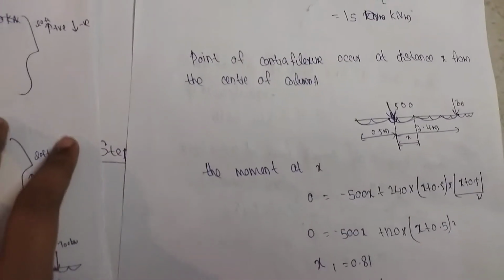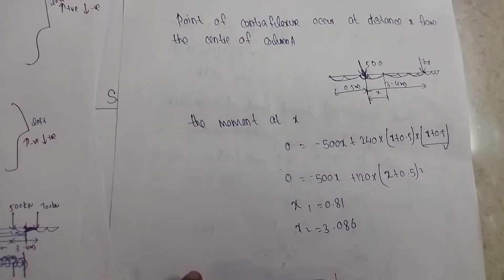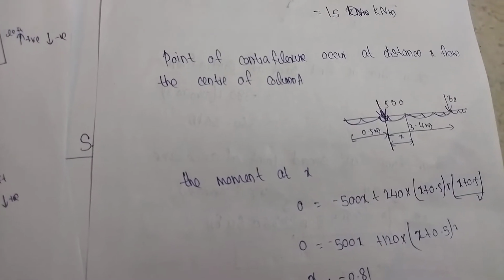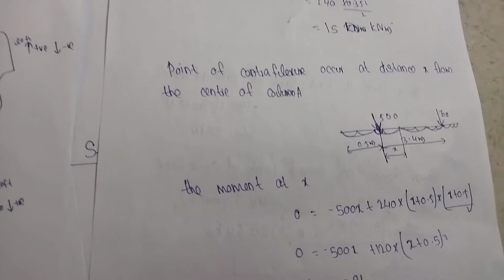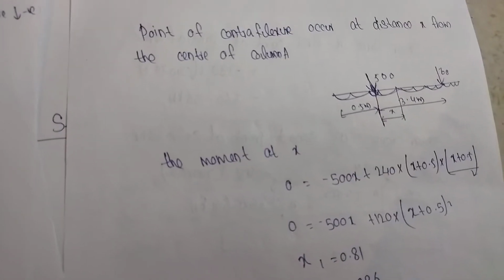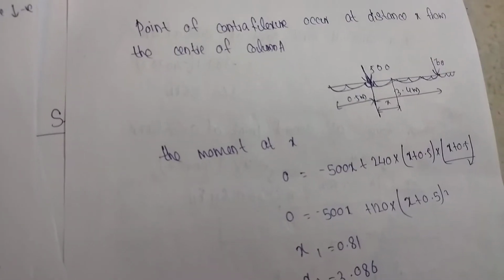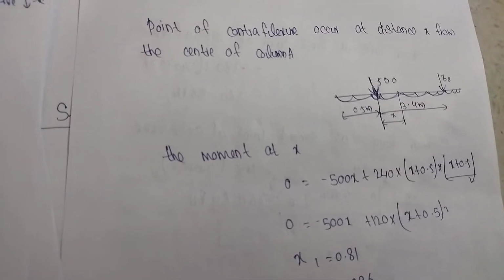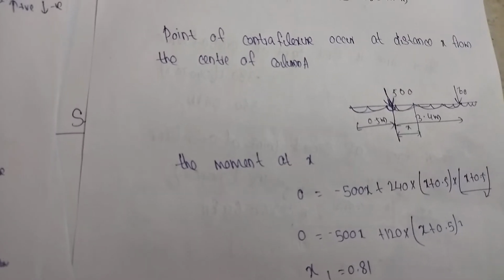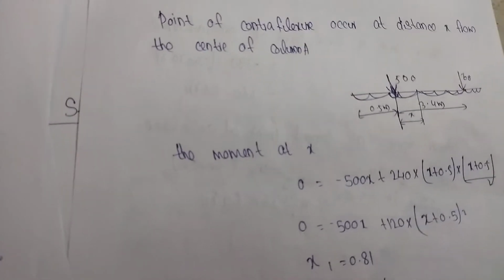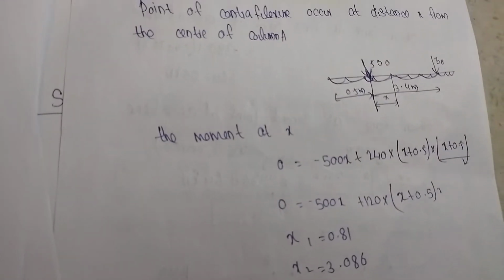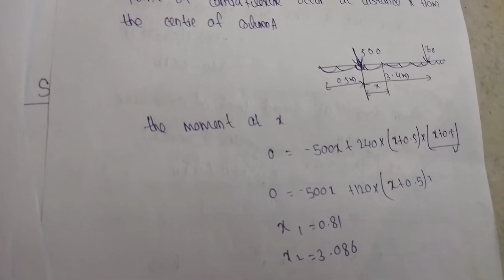Then point of contraflexure. Point of contraflexure occurs at distance x from the center of column A. So we want to calculate the point of contraflexure. The moment we want to calculate about the distance at which the point of contraflexure acts. So the moment at x distance, how to calculate?